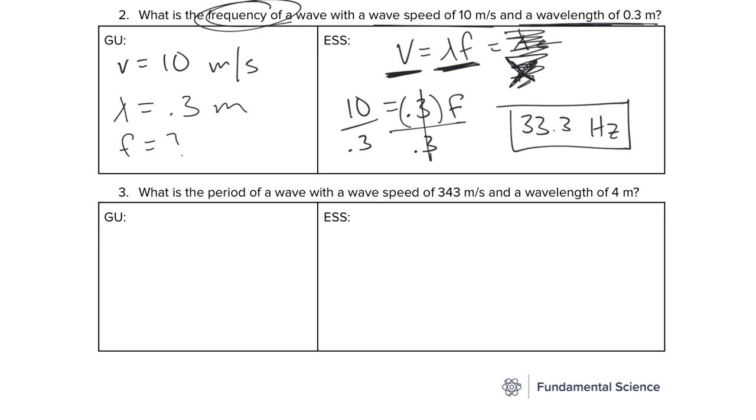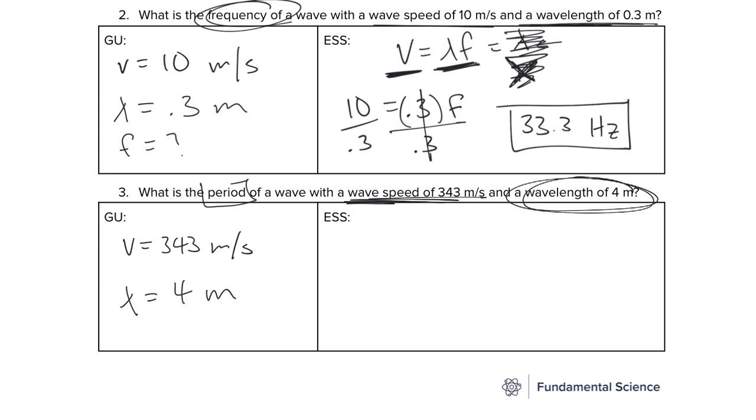And then our last question here, the last example, says, what is the period of a wave with a wave speed of 343, that is the speed of sound, by the way, and a wavelength of 4 meters? So we've got a wave speed of 343, that is velocity. We've also got a wavelength of 4, and we're looking for the period.